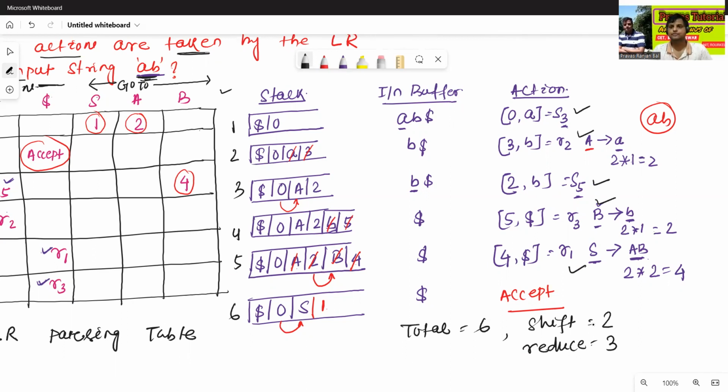Okay. So in this way, we can do the ALR parsing algorithm. In the next class, we'll continue the ALR parsing algorithm with the help of one more example.